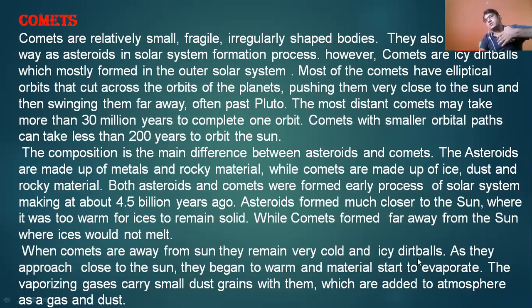When comets are away from the sun, they are cold, and they are based on icy dirt balls. As they approach close to the sun, they begin to warm and material starts to evaporate. When they start coming close to the sun, what happens? Then the evaporation starts. So what happens in it, the evaporating gases carry small dust grains with them, which are added to the atmosphere as gas and dust.